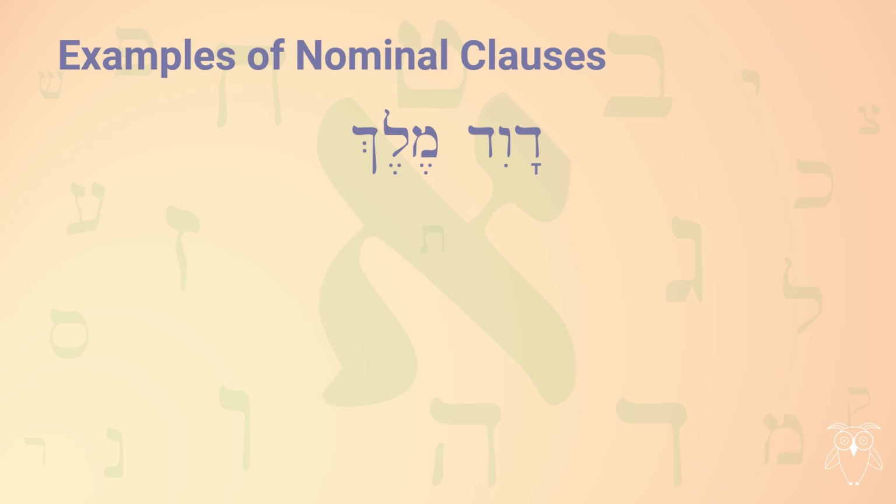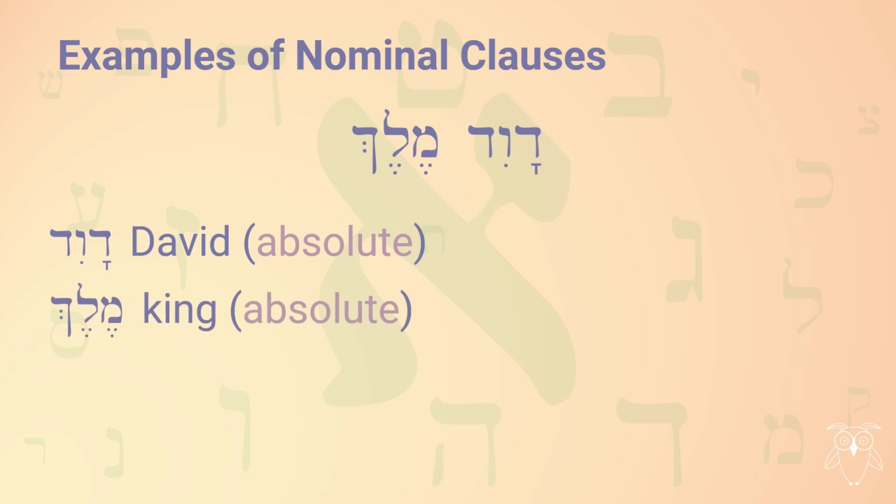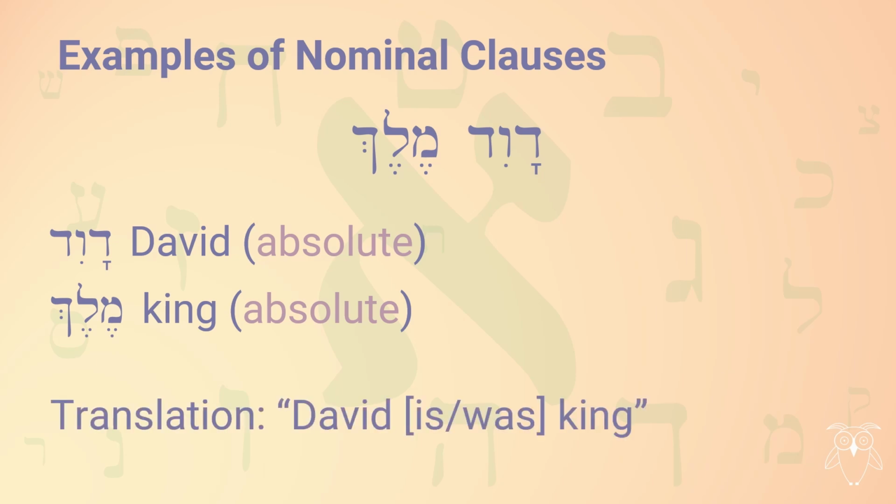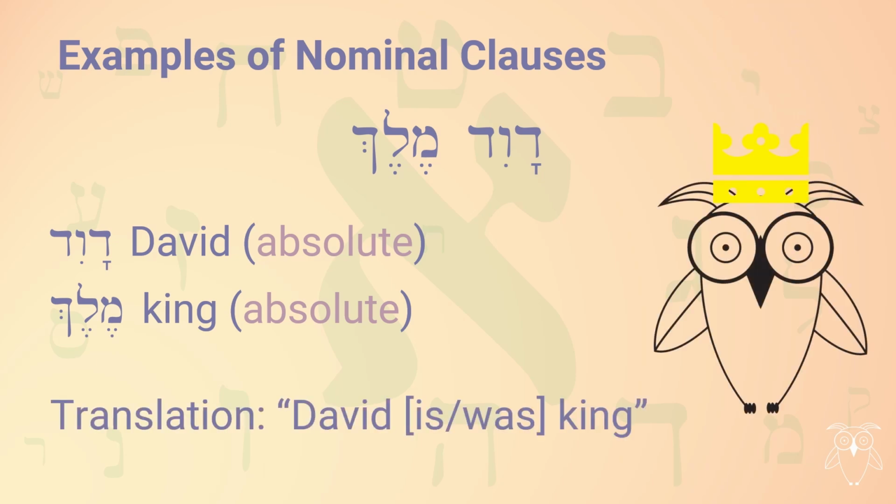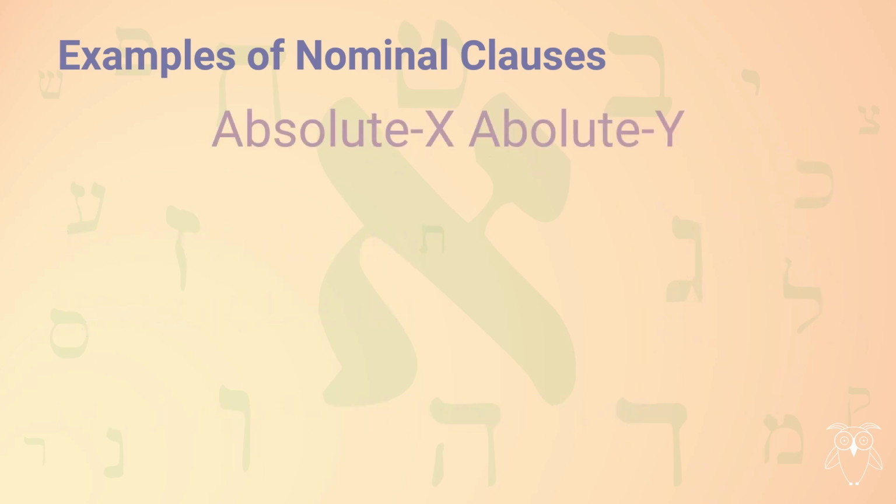David, melech. First, David, an absolute noun, followed by melech, which means king, another absolute noun. This clause can subsequently be translated as "David is, or was, king." So, if you have two absolute nouns in a row, with no further context, you should read it as "X is Y," where X is the first absolute noun and Y the second absolute noun.